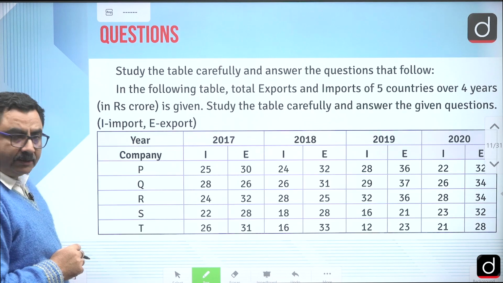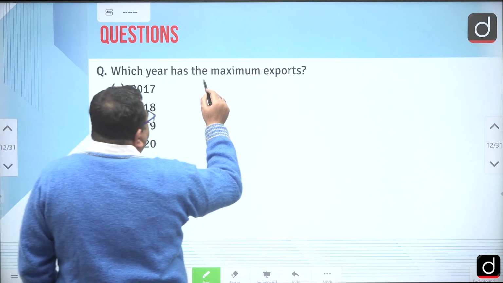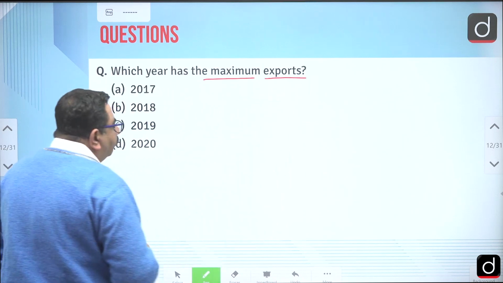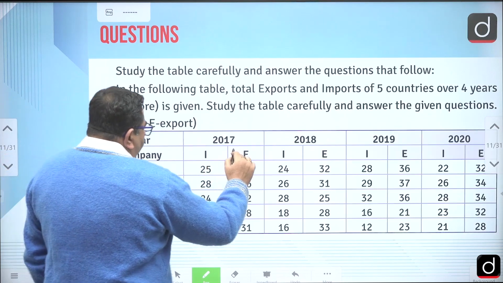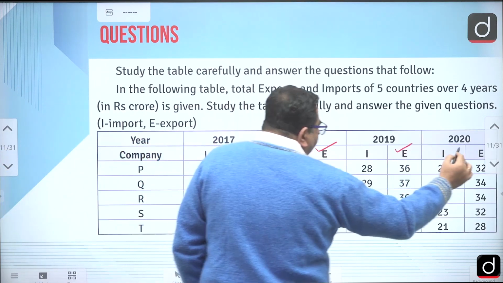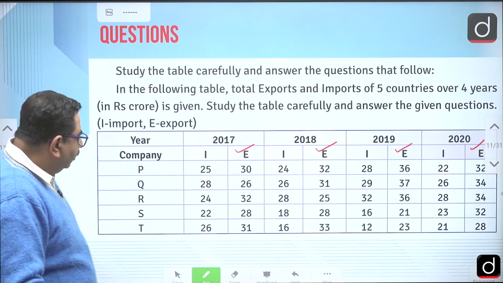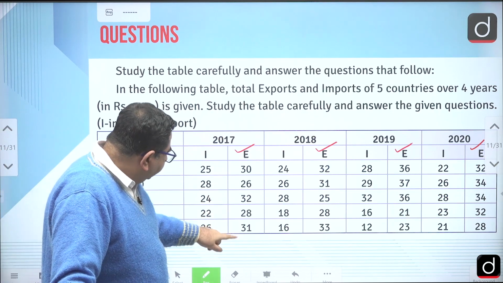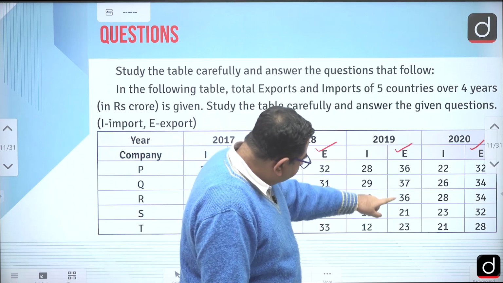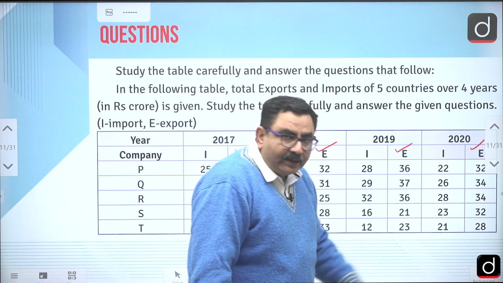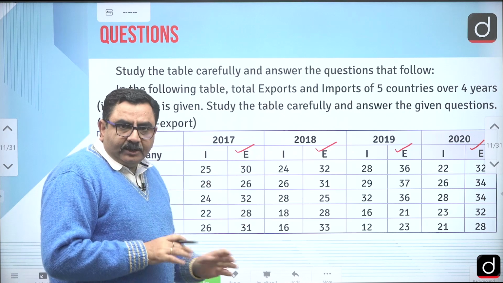Again, the same table is given and the question asked is, which year has the maximum exports? Now we have to check for exports and find the maximum value of the export, right? If we look at all the exports here, they are in 30s or 20s. Here also they are in 30s, 20s, 30s, 20s, 30s, 20s, right? So let's say we can add all of them, there is no problem.